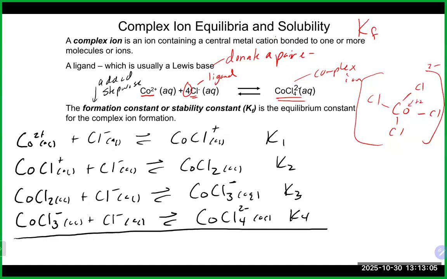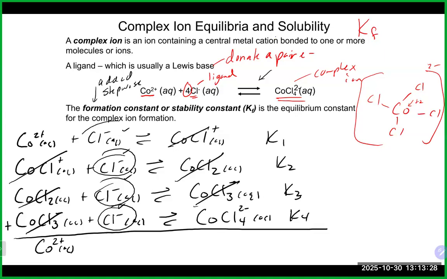So what we are seeing in this equation here is actually the overall reaction, because if we add these together, this cancels, this cancels, this cancels, and we are left with Co2+ plus 1, 2, 3, and 4 chlorides. It makes our complex ion here that has all 4 chlorides on it. So again, it does happen in a stepwise fashion.